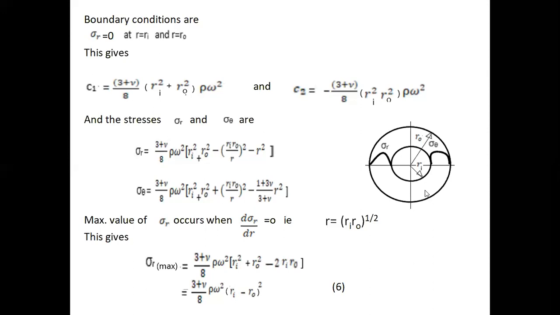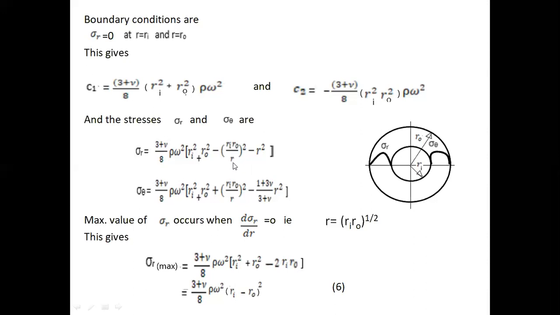Now, what is the maximum radial stress? So the simple thing to do is to differentiate this and equate it to 0. And that's what we have done here. And if you do it here, a simple integration. You see, these are all constants. Only this one and this one are variable.